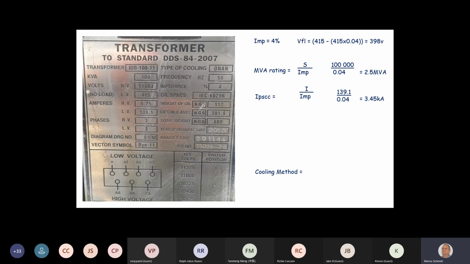Now, guys, if the current of 139.1 was not given, you can work it out. S divided by root 3 V. And then 100,000 divided by root 3 times 415 will give you 139.1 amps, divided by 0.04, and then you get an answer of 3.4, which is roughly the same. Is that clear to everybody? Now, guys, that is the 3-mark question.